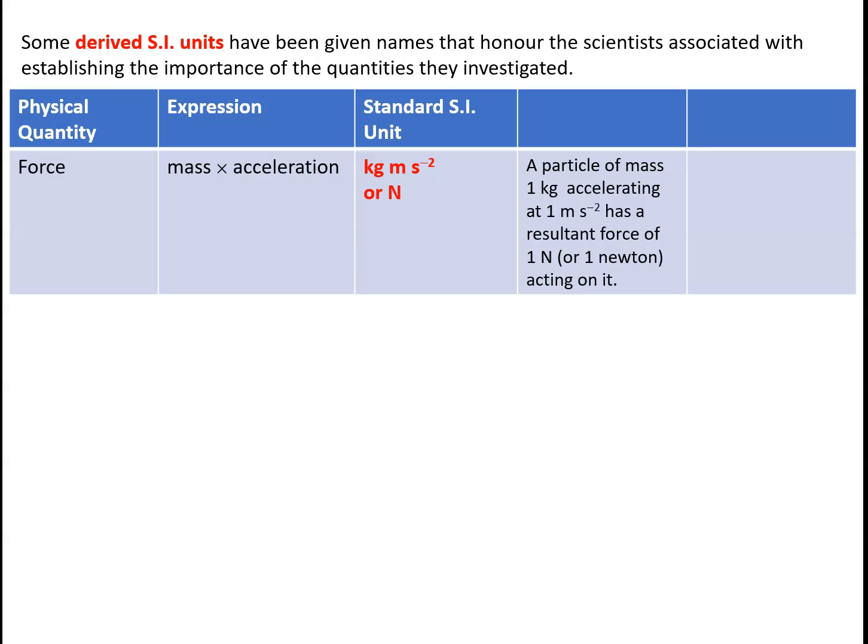So force is mass times acceleration. Mass we know is kilograms. Acceleration we know is meters per second squared, in other words meter second to the minus 2. So we could write the unit of force as being kilogram meter second to the minus 2. Or we can write it as newtons, because 1 newton is defined as the force required to accelerate a mass of 1 kilogram by 1 meter per second squared.